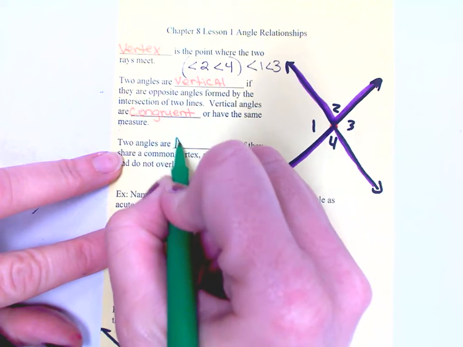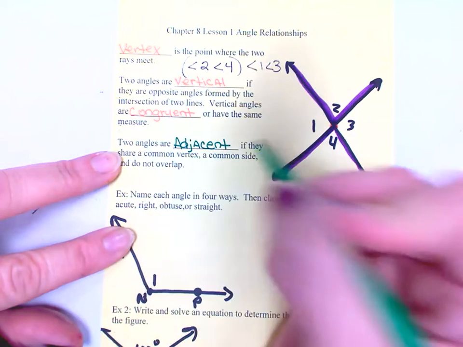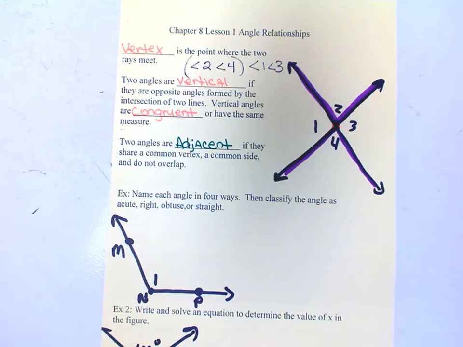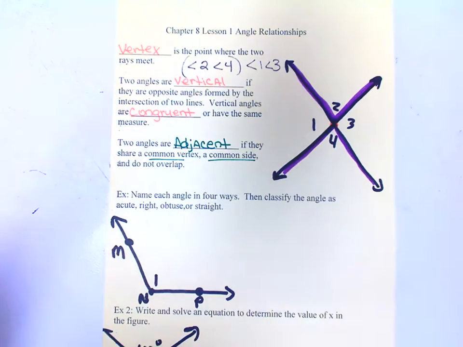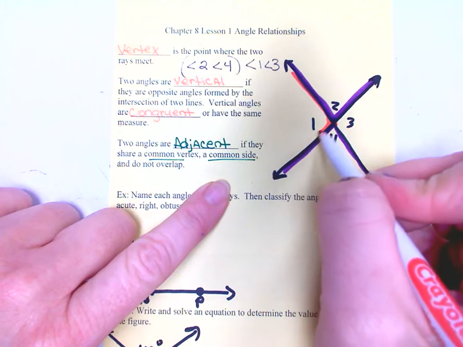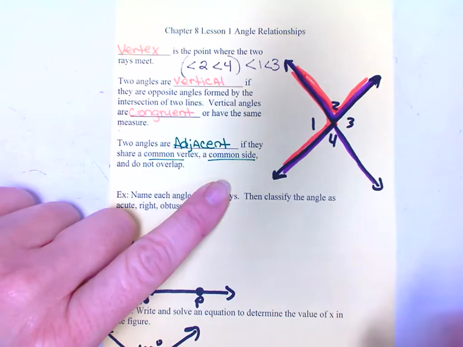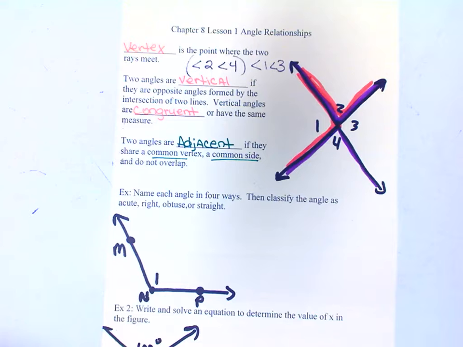Two angles are adjacent if they share a common vertex, a common side, and do not overlap. So the adjacent angles have to share a common side. Common vertex, common side. So we would have angle 1 and angle 2. They share a side, they do not overlap, and they would be adjacent angles.